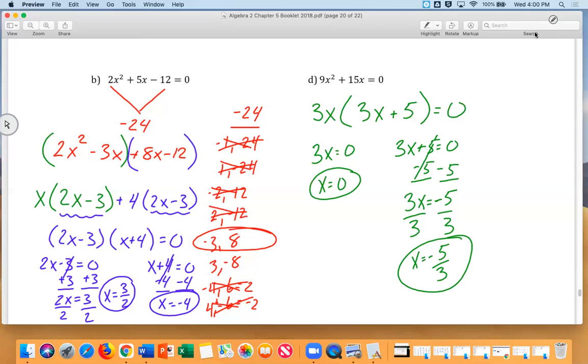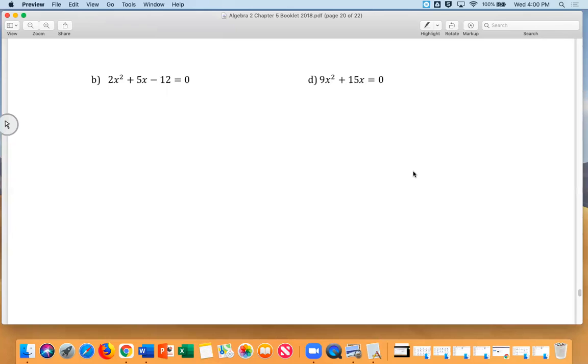All right. So again, these are all about the x-intercepts. Remember, zeros, solving, x-intercepts, roots, all of those words mean the same thing.